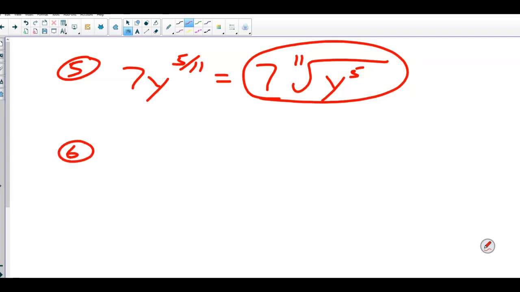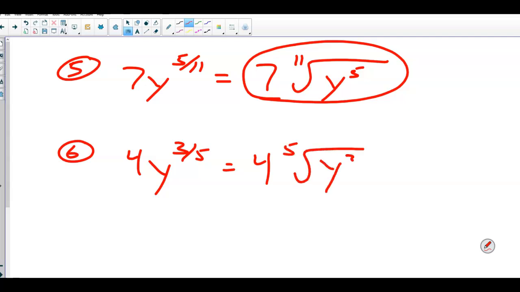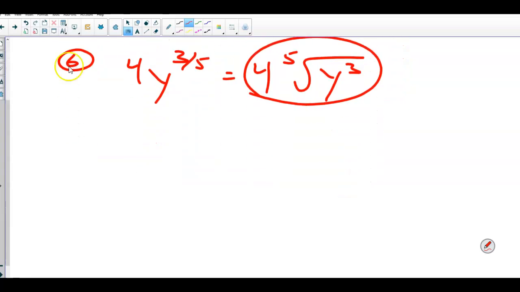Number 6, same deal. 4y to the 3/5. That 3/5 only applies to the y. Y, 5th root of y cubed. The denominator becomes your index. The numerator becomes your exponent.